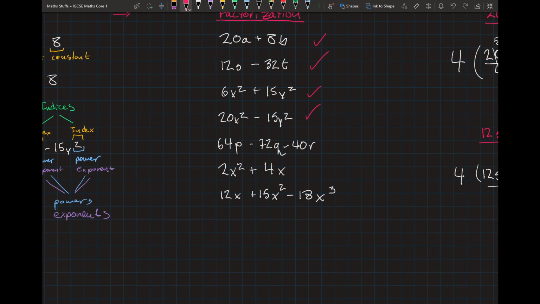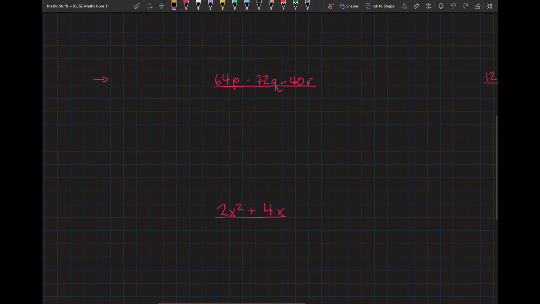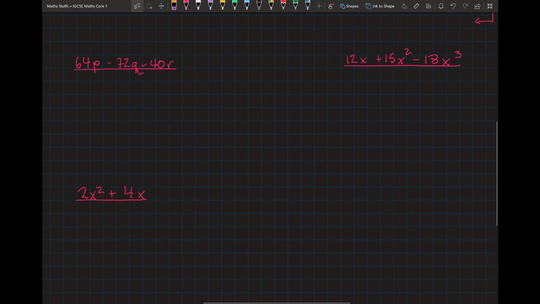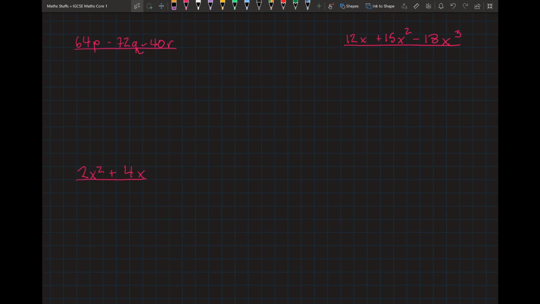Alright, so now we're going to get into some crazier ones here. This one has 3 terms. Uh-oh. So let's do this one. It's actually not that bad. So here's our one with 3 terms: 64p minus 72q. That's not a 72, that's a 22. 72q minus 40r.